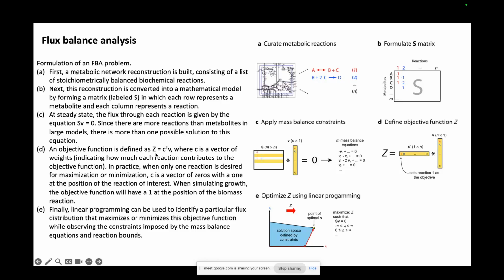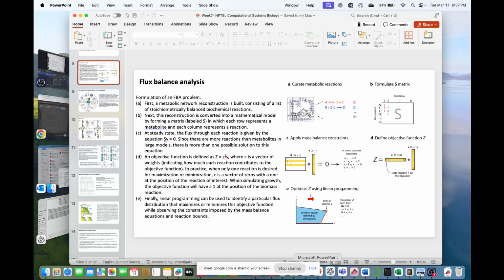This is the objective function, Z equal to C transpose V. C is a vector of weights which indicates how much each reaction contributes to the objective function. In practice, when only one reaction is desired for maximization or minimization, C is a vector of zeros with a 1 at the position of the reaction of interest. Obviously, when simulating the growth, the objective function will have a 1 at the position of the biomass reaction.